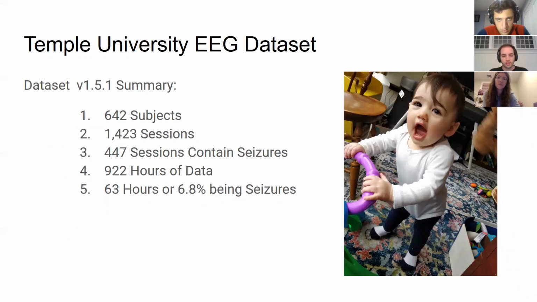So, our data set by the numbers. The data set is composed of 642 subjects. That's a total of 1,423 sessions, which make up 922 hours of data. Out of 1,423 sessions, only 447 of them contain, at least in some part of them, seizures. And that translates to 63 hours of seizures, or 6.8% of the total data.